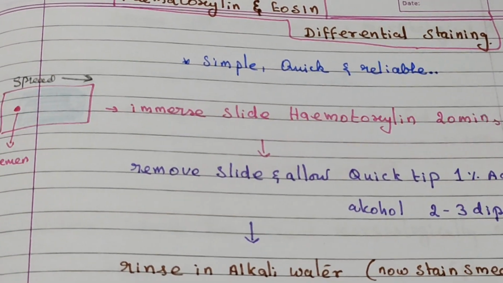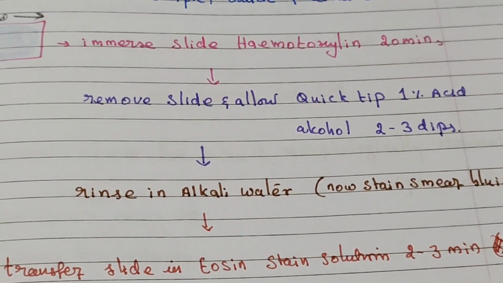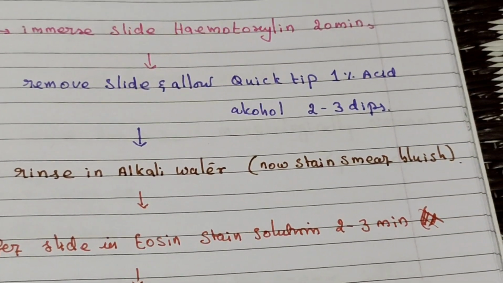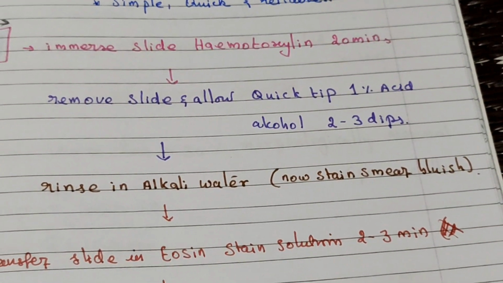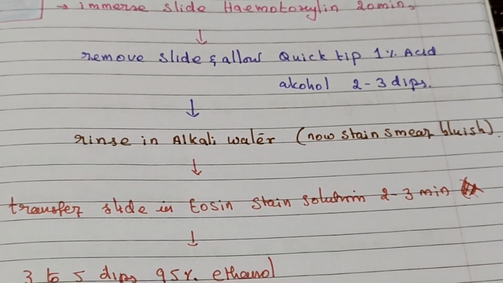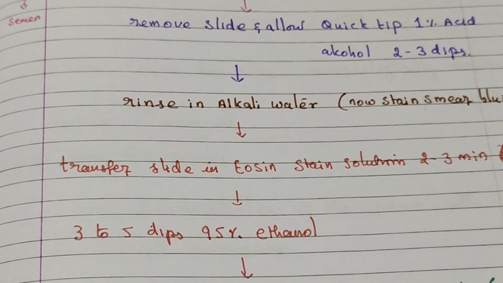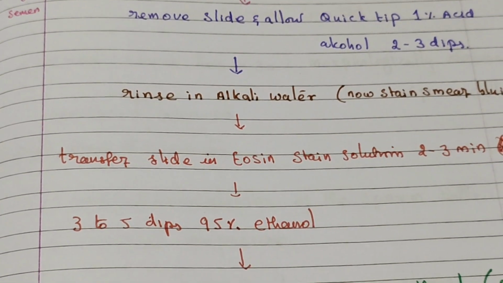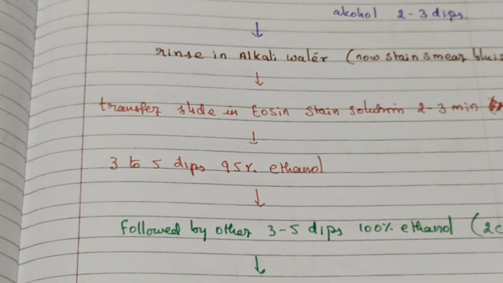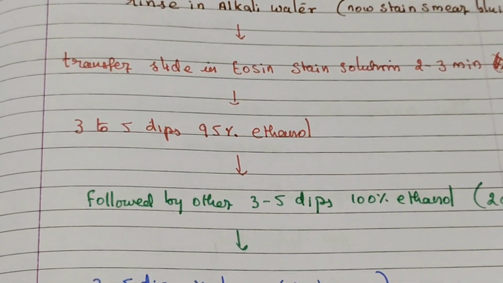After that, remove the slide and give it 2 to 3 quick dips in 1 percent acid alcohol solution, and rinse the slide in slightly alkaline water or 0.2 percent ammonia water. The stained smear now becomes bluish. Transfer the slide into eosin stain solution and leave it for 2 to 3 minutes.